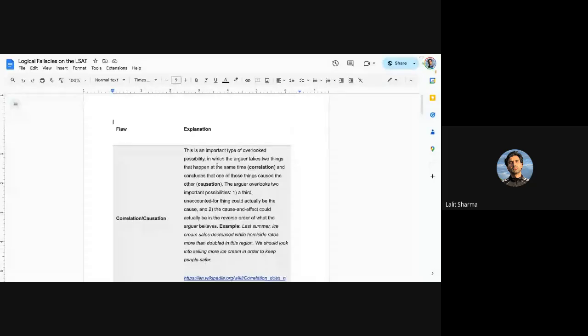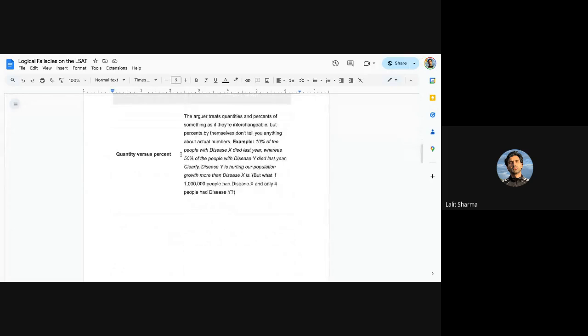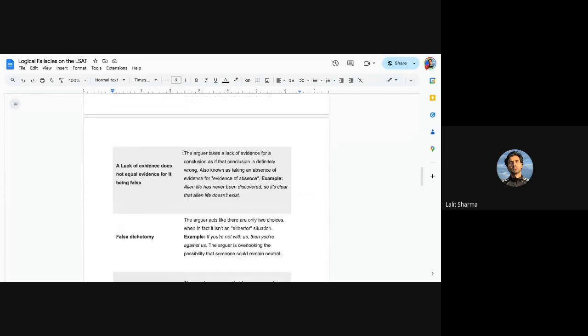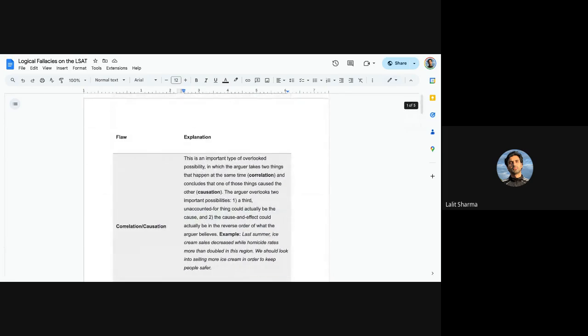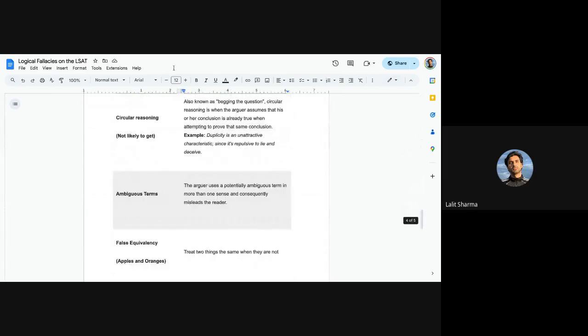So I'll just show you that real quick. This is also something in that prep materials folder that I'll share. It has a list of the logical fallacies, a description of them, and then an example. Do you know what a logical fallacy is? Not really. So a logical fallacy is an error in reasoning that happens quite frequently.